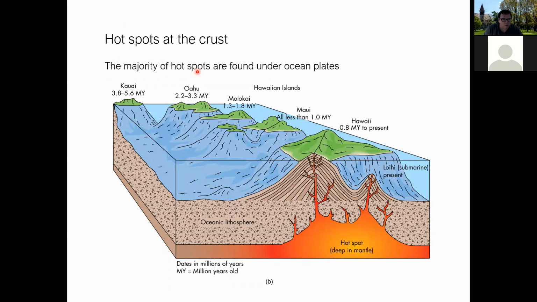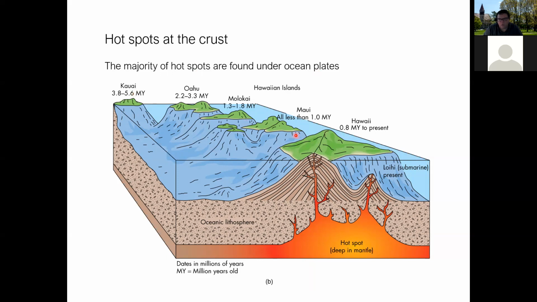These hotspots, like Yellowstone, are not entirely uncommon. Most of them, as you might suspect, are under oceanic plates, but that makes sense when you consider the fact that oceanic plates cover about 70 to 75% of the Earth's surface. But the other classic example of this is, of course, the island of Hawaii.